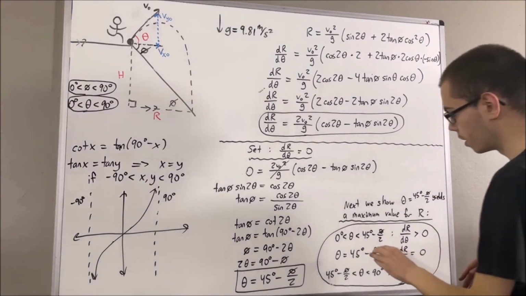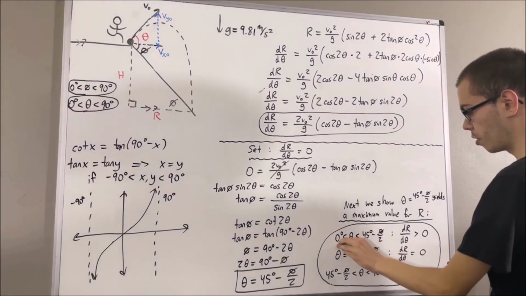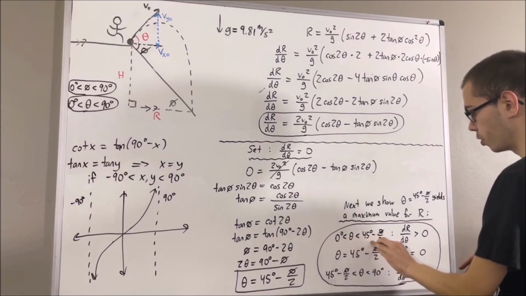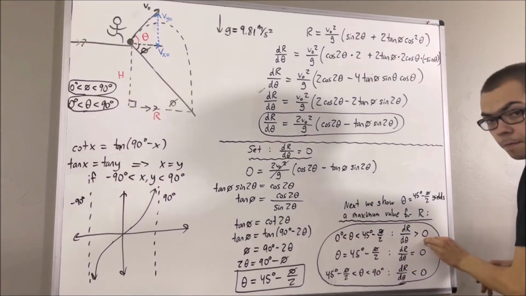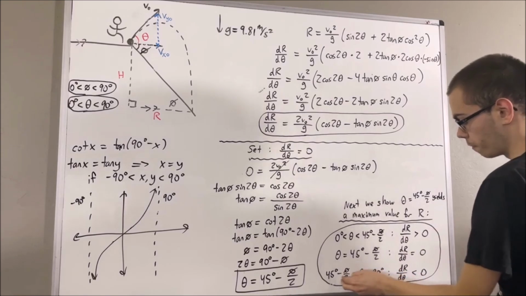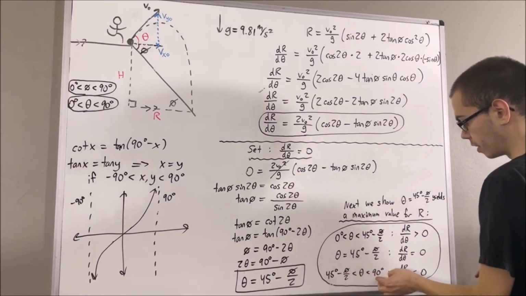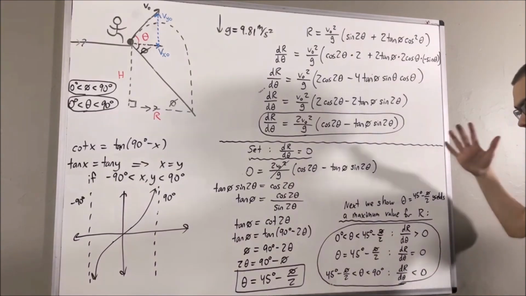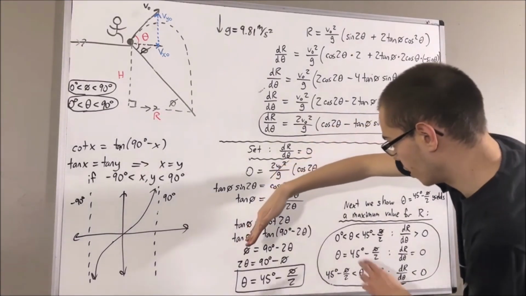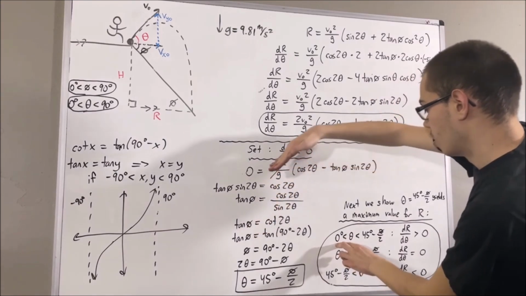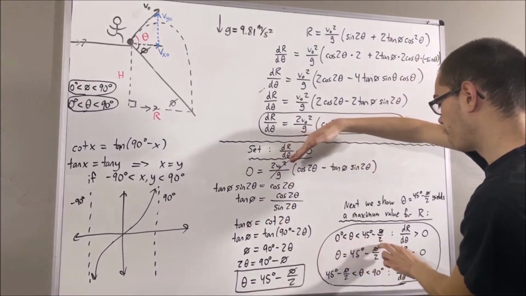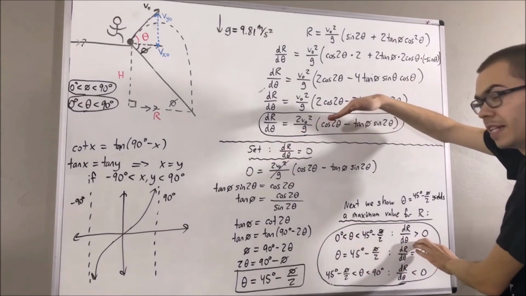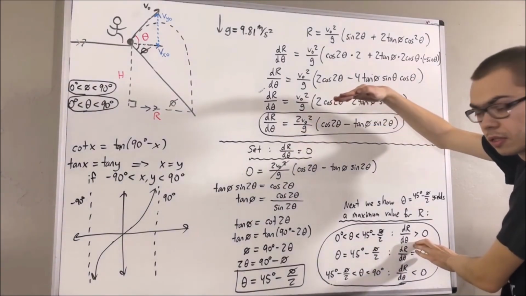We're going to show that if the launch angle is between 0 degrees and 45 degrees minus phi over 2, the derivative is positive. And if the launch angle is between 45 degrees minus phi over 2 and 90 degrees, the derivative is negative. If we can show that, then that will tell us that if we increase the launch angle starting from 0 degrees until we reach 45 degrees minus phi over 2, the distance traveled will increase.